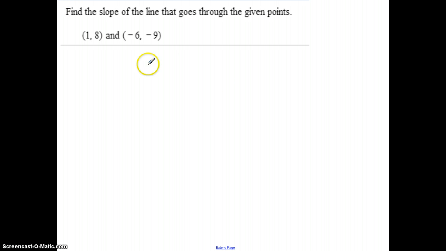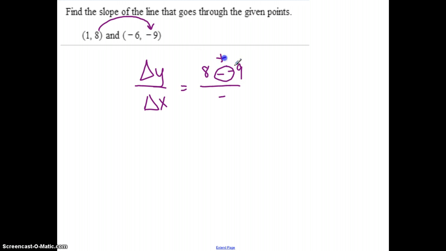Okay, same kind of idea. Change in y over change in x. It has to be subtraction. So my first job is going to be to set up the y's in the top. So 8 minus a negative 9. This becomes addition, it's 17. Here, 1 minus a negative 6 becomes addition, that becomes 7. And this can't reduce anymore, so we're going to leave it just like this.